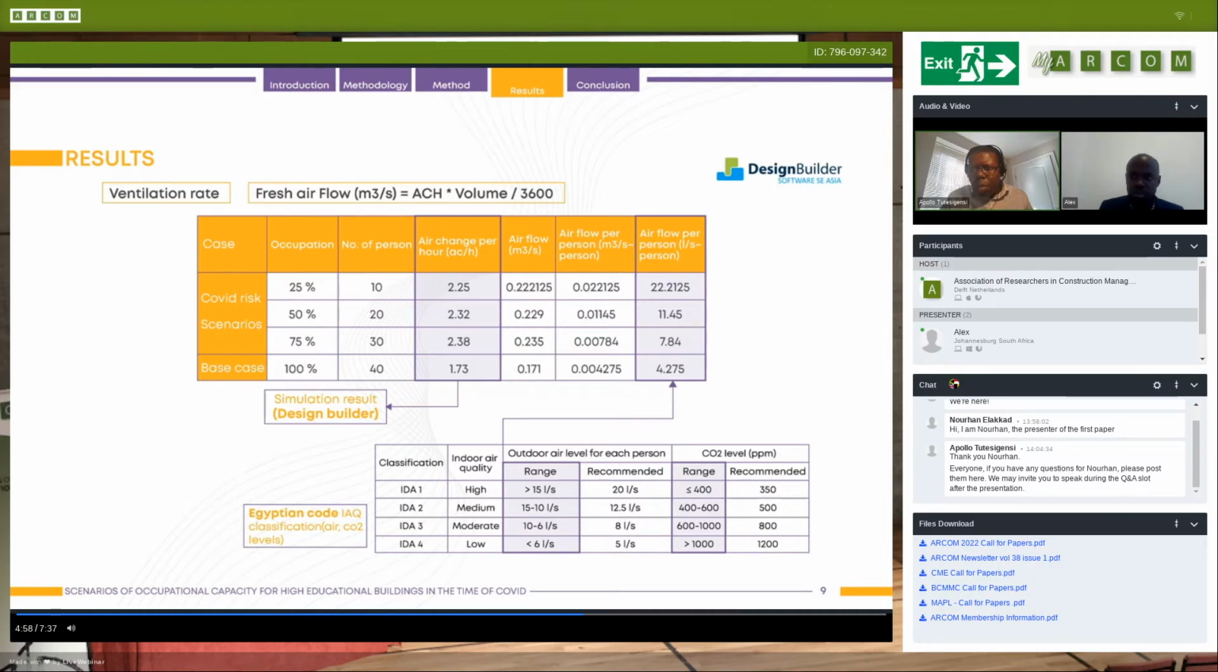After comparing the results and the Egyptian code, I found that 100% full occupation, the base case, has the lowest indoor air quality, with a high risk of infection for occupants, while 25% occupation had the highest indoor air quality, with a low infection rate inside design studios.